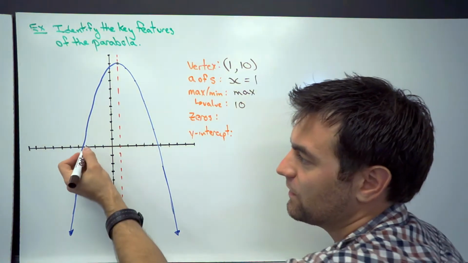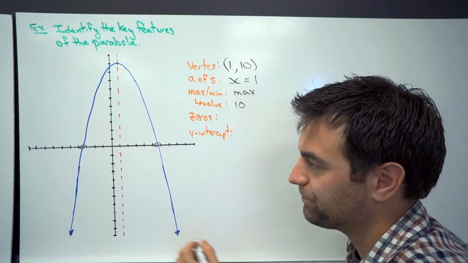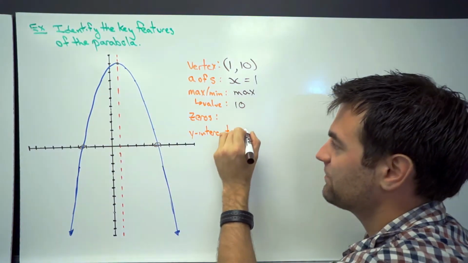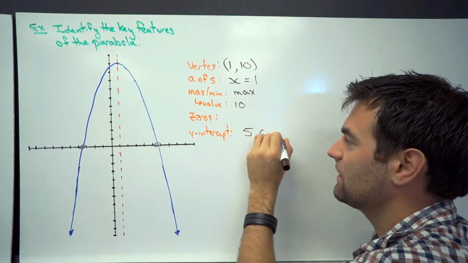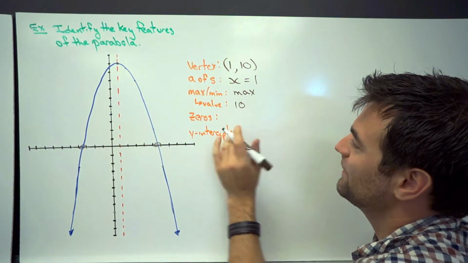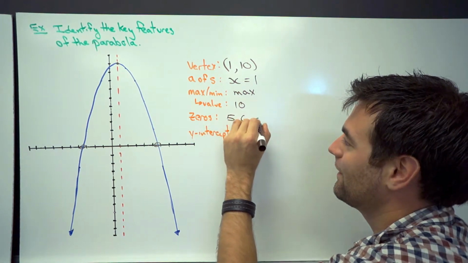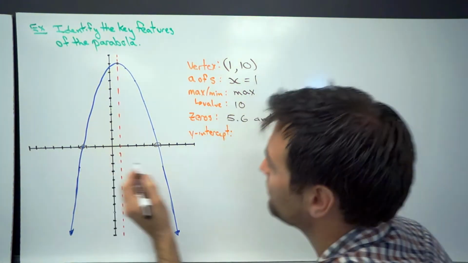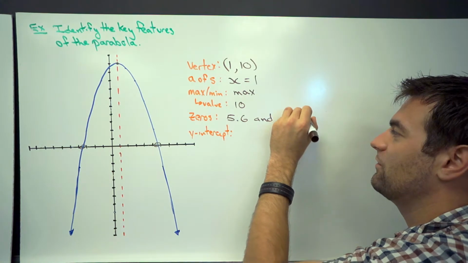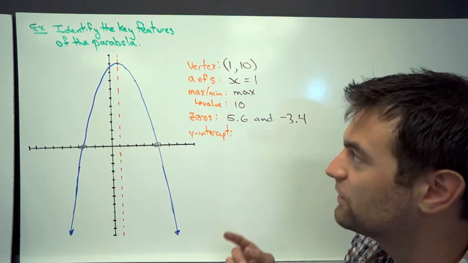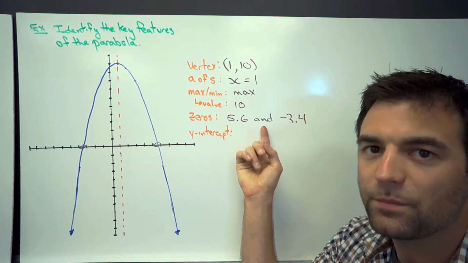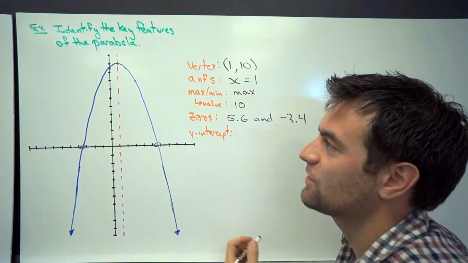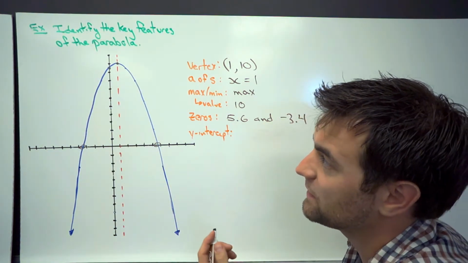As for the zeros, they're right here. Those are the x-intercepts. It seems to cross at about 5.5 to 5.6. So about 5.6. And this one here appears to be at about negative 3.4. These we don't actually write out as coordinates, and we normally just write them out as the values separated by an "and". And finally, we have the y-intercept. The y-intercept's right here where it's crossing the y-axis, and that's at approximately 9.5.